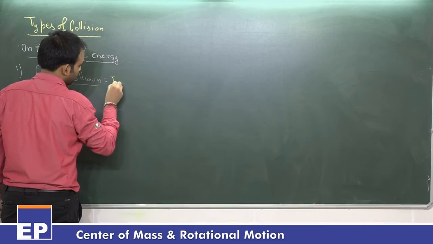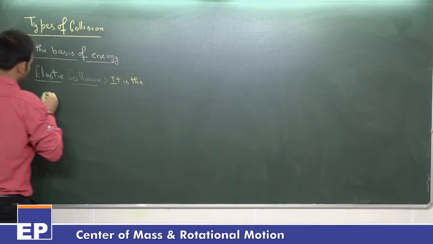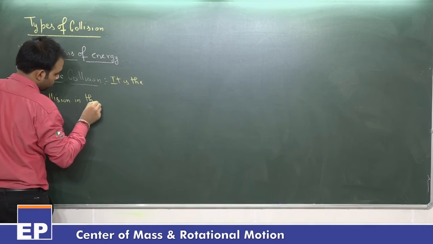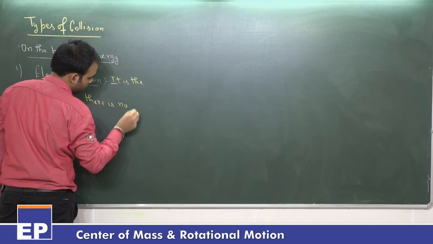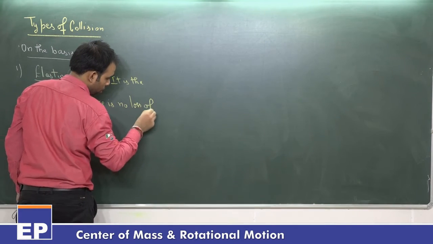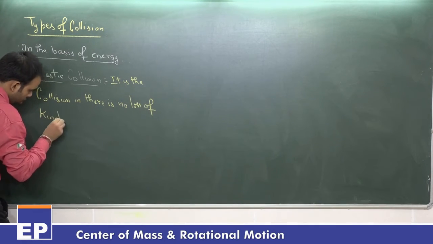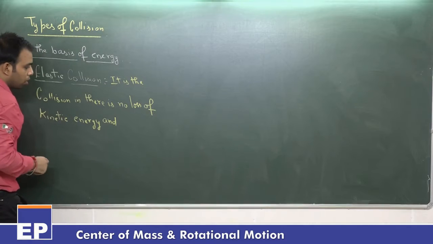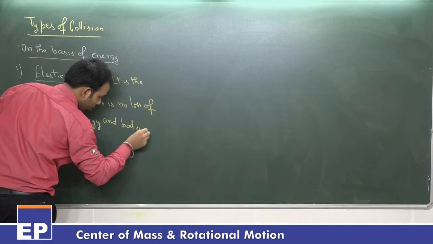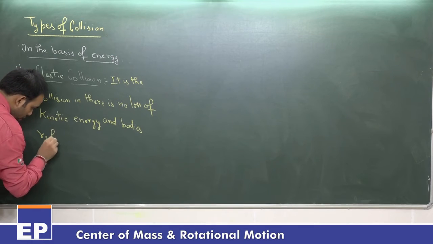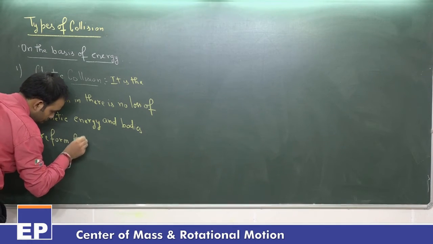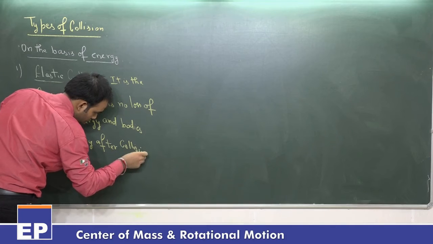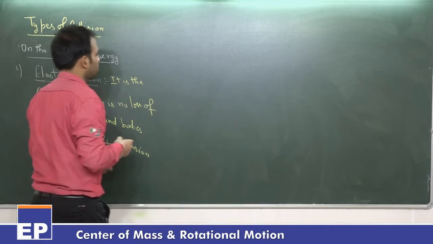Elastic collision, देखो, it is a collision in which there is no loss of kinetic energy and bodies recover, reform fully after collision. Right? Next is inelastic collision.